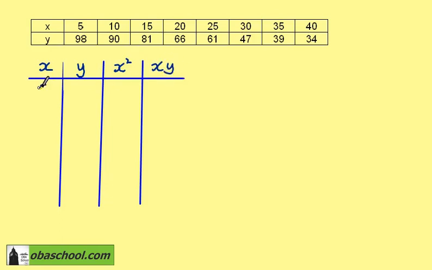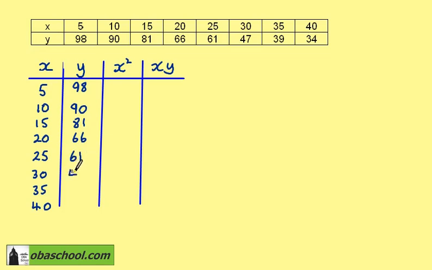The x values we read off from the table at the top: 5, 10, 15, 20, 25, 30, 35, and 40. And the y values are 98, 90, 81, 66, 61, 47, 39, and 34.